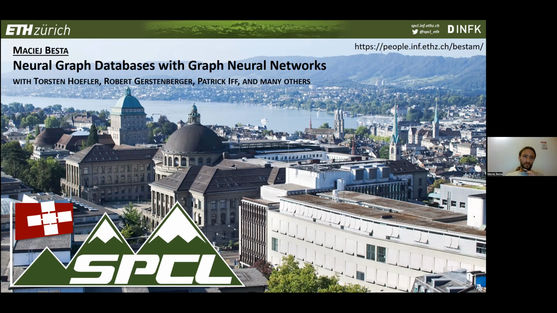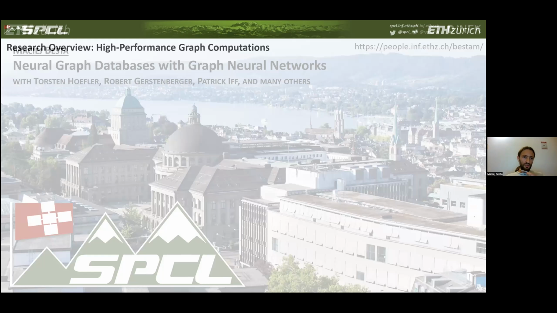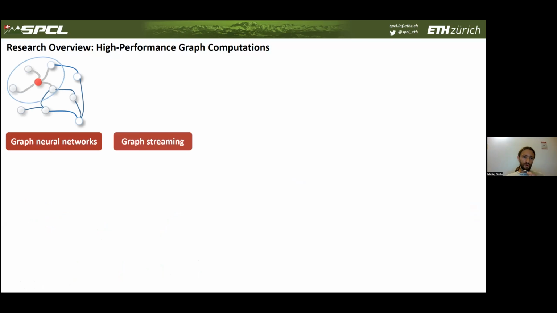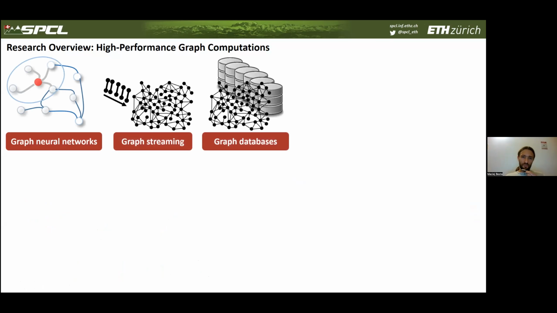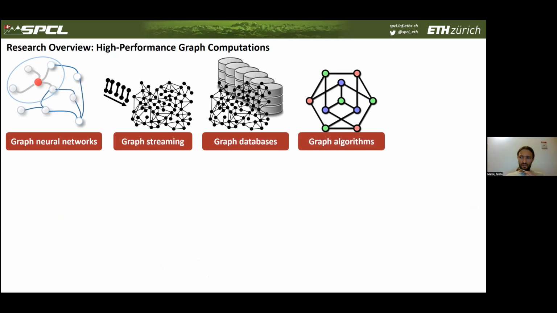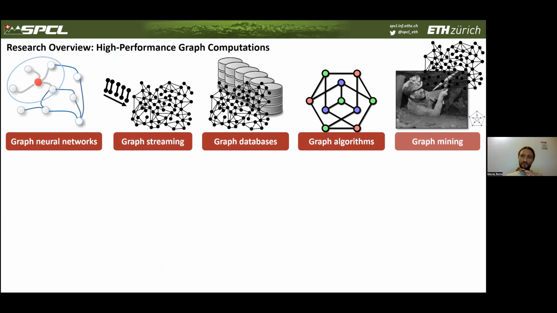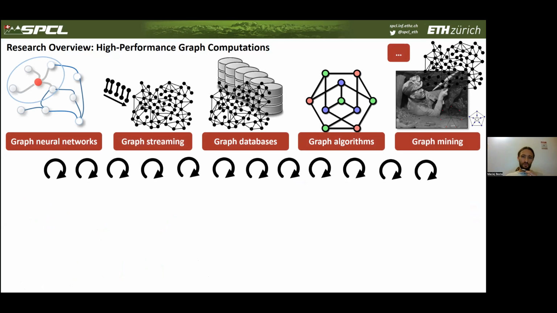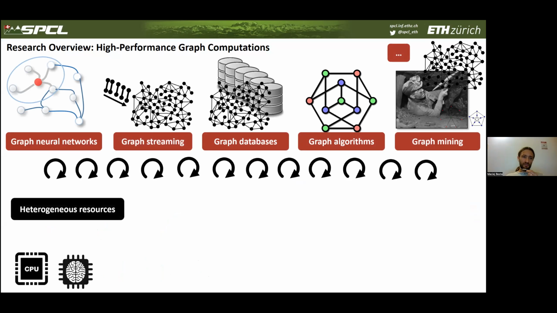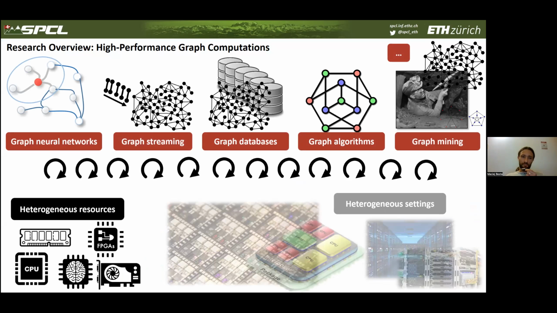In my research, I'm interested in different types of sparse graph computations, ranging from graph neural networks, graph streaming, graph databases, which is going to be the topic for today, classical graph algorithms, graph mining, and a bunch of others, how to run them, but also how to run them efficiently on different hardware resources that we have these days, ranging from different heterogeneous resources up to different massively parallel settings.